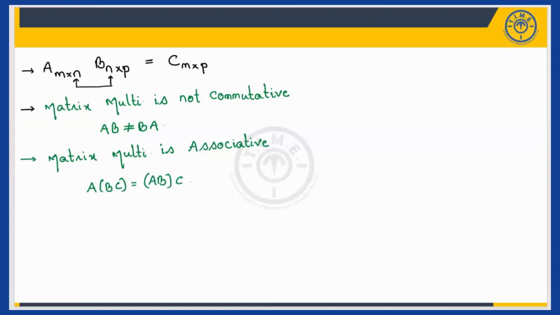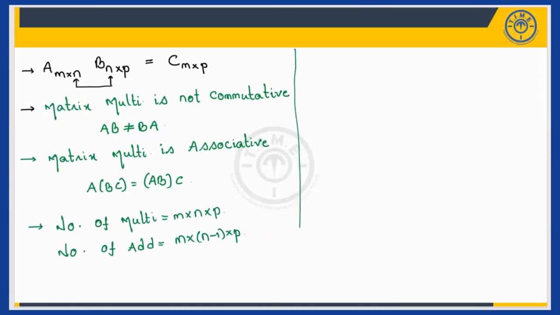And in order to compute the product, the number of multiplications required will be m into n into p, and the number of additions will be m into (n minus 1) into p. Right, so this is about matrix multiplication and some of its properties.